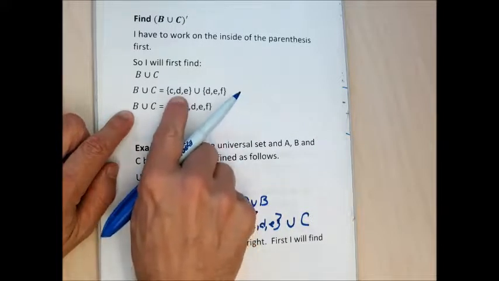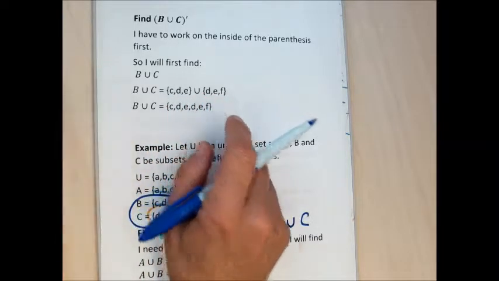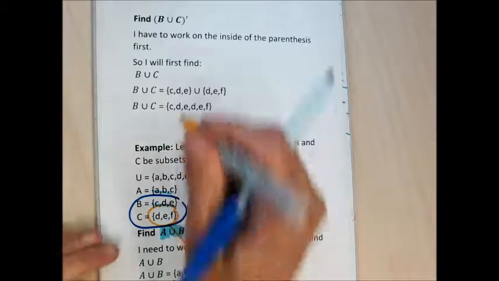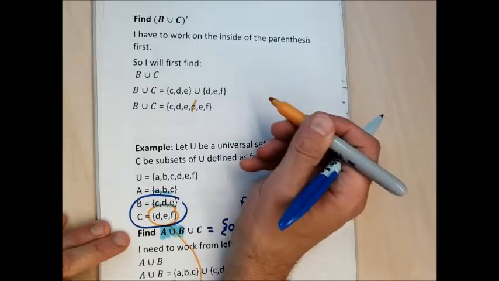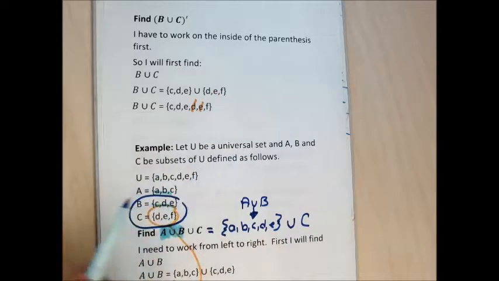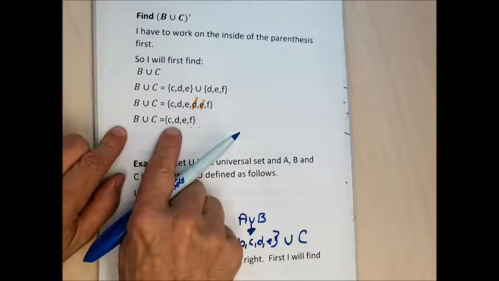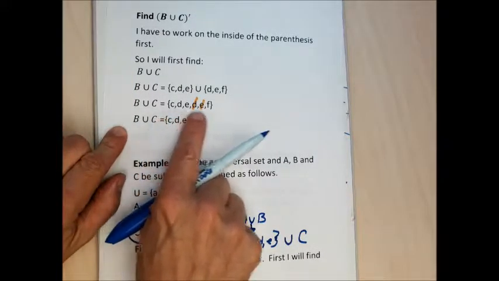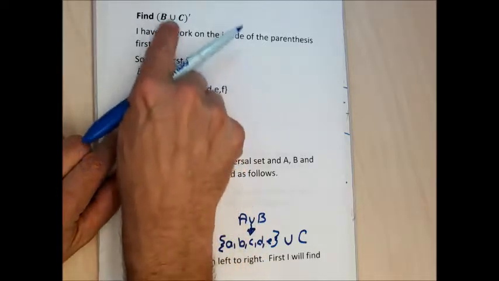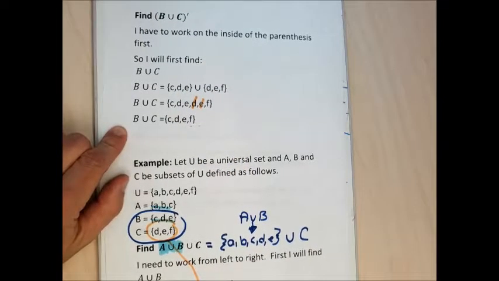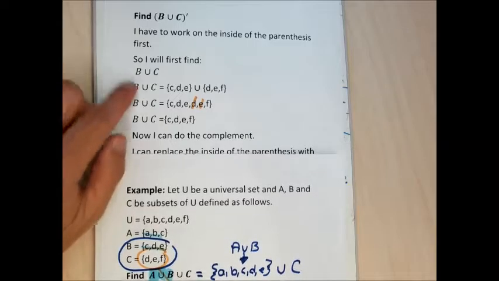I took those 3 elements, followed by those 3 elements, and then I looked for duplication. There are 2 D's, I only need 1 D in my answer. There's 2 E's, I only need 1 E in my answer. So B union C is the set that contains the letters C, D, E, and F. So the inside of this parentheses I know is the set containing C, D, E, and F.